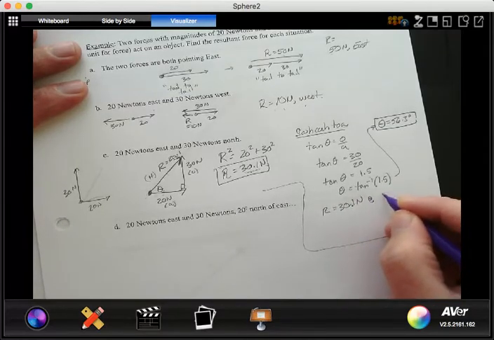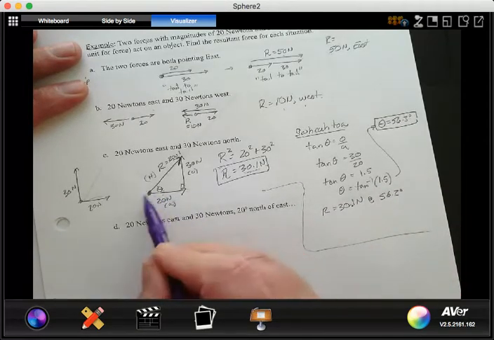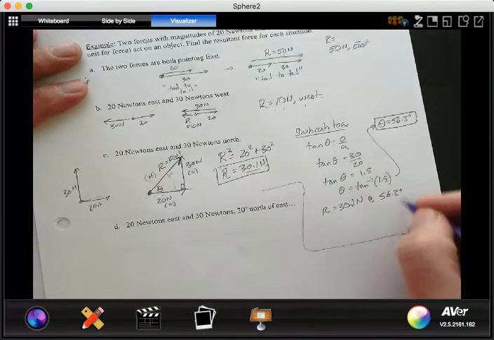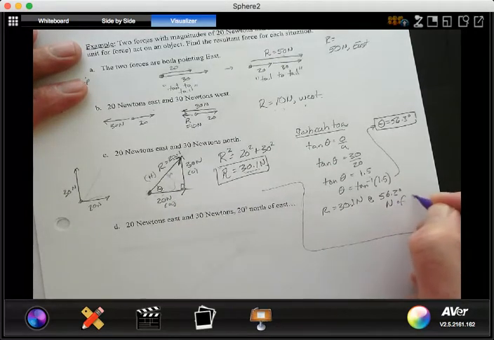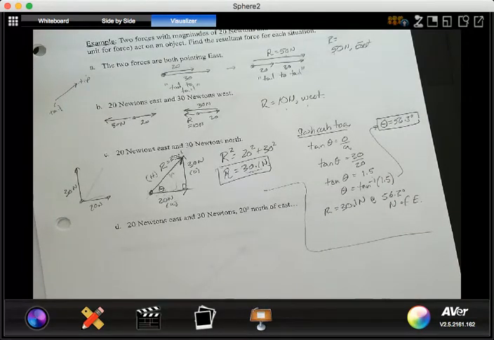Now, to completely write this out, I would say R is 30.1 newtons at 56.3 degrees. And how am I going to describe that? Well, see how here's east. This is going straight east, and then I'm swinging north of it. So I'm going to say north of east. I can't just say northeast because that means exactly a 45 degree angle.